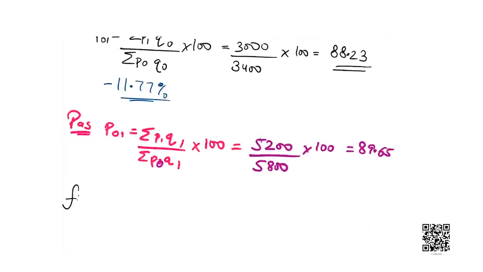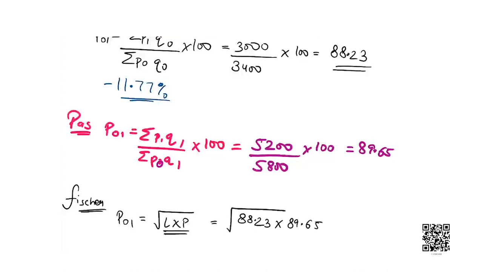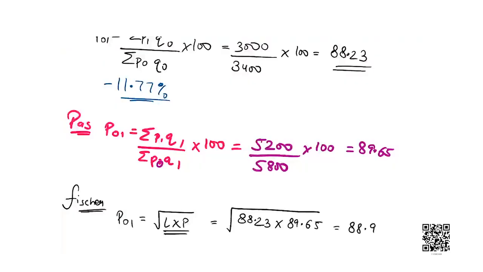Let's calculate the answer through Fisher's method. So, the answer according to Fisher's method will be P01. This will be the square root of the answers obtained by Laspeyres and Paasche's method. So, this will be 88.23 into 89.65, the whole square root, and the final answer will be 88.93. This also shows that prices have fallen.